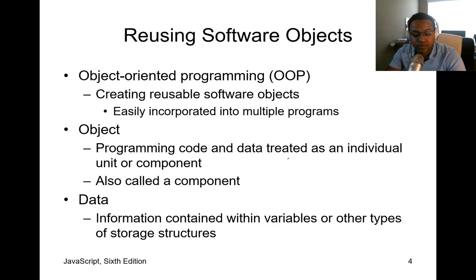The data is information, and this definition is already incorrect, but I'm going to quote it anyway because I don't want to confuse you. Data is information contained within variables or other types of storage structures. If you've taken SQL or any type of data class, you will know that data and information are not one and the same. Data is a value at its purest form. Information is a compilation of different data sets or different datum that make the data valuable.